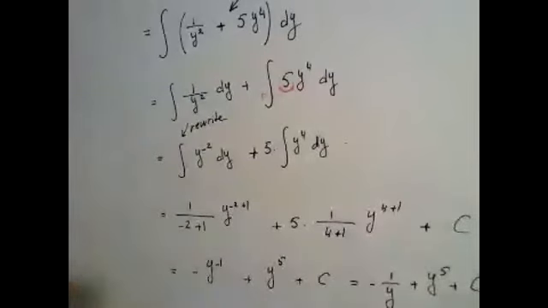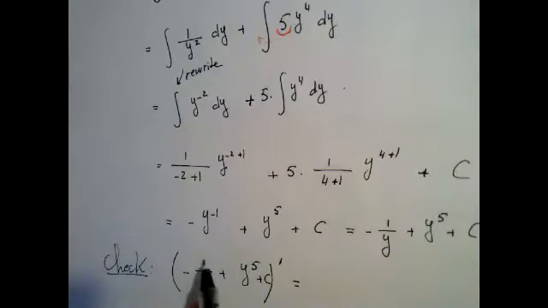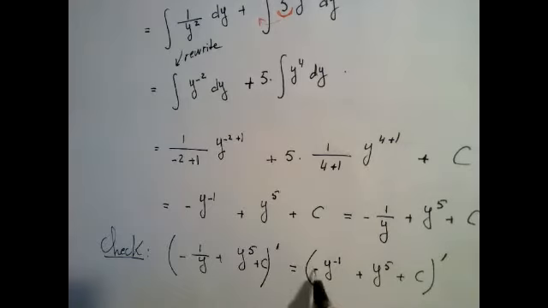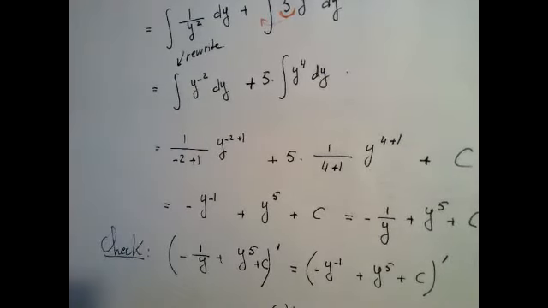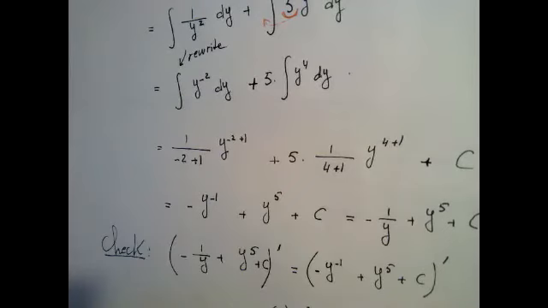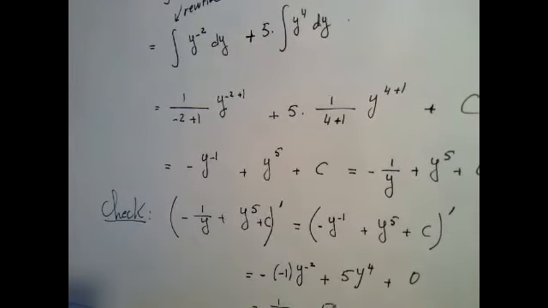End of the problem. Now you can check your work by differentiating. You take the answer and you differentiate, and you should get exactly what's inside the integral. Let's check that. If I differentiate minus 1 over y, the easiest way is to rewrite it as minus y to the minus 1. The derivative is minus times minus 1, y to the minus 1 minus 1, which is y to the minus 2, plus 5y to the power 4, plus 0. So finally, I get 1 over y squared plus 5y to the power 4.